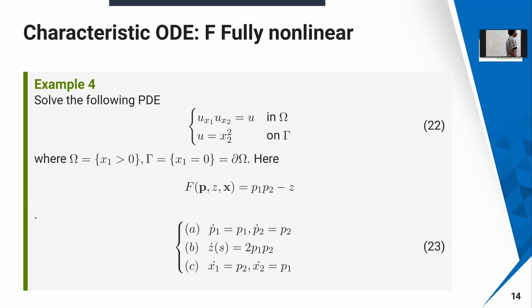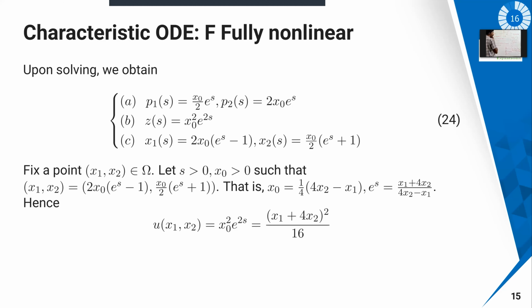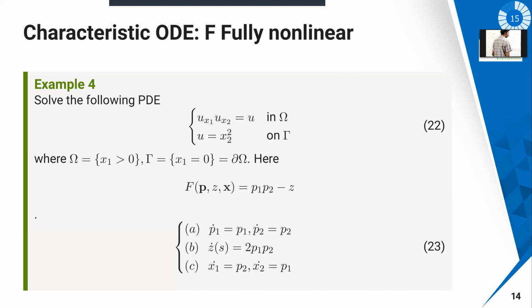For fully nonlinear, what you are going to do is completing. You have to obtain the complete equations, because in this case all three characteristic ODEs are required. Let us see this problem.